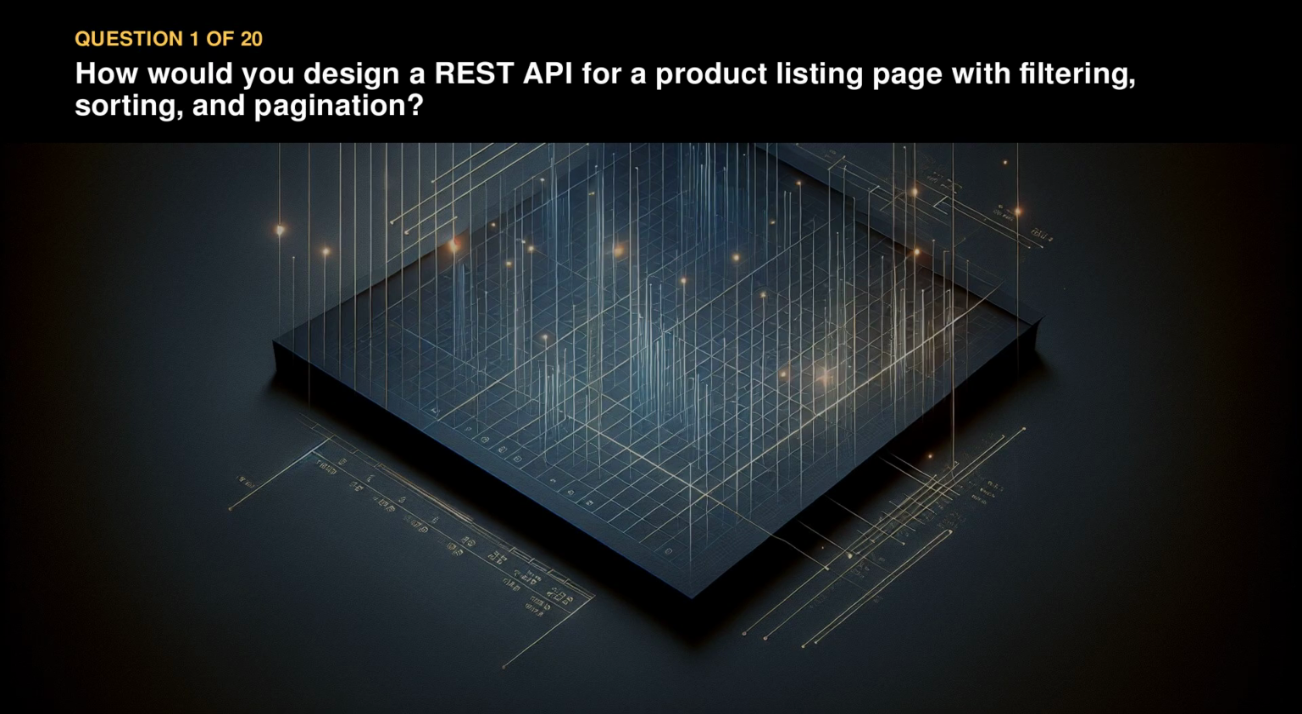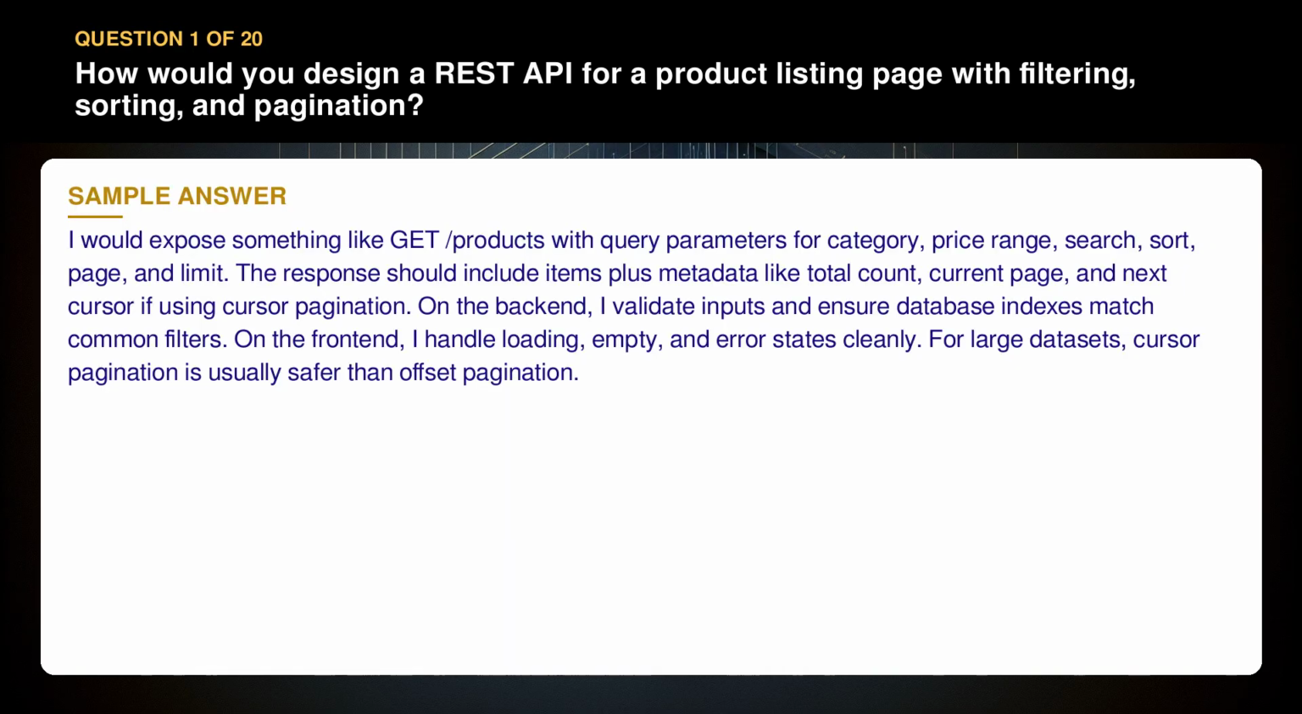Question 1. How would you design a REST API for a product listing page with filtering, sorting, and pagination? I would expose something like GET /products with query parameters for category, price range, search, sort, page, and limit. The response should include items plus metadata like total count, current page, and next cursor if using cursor pagination.